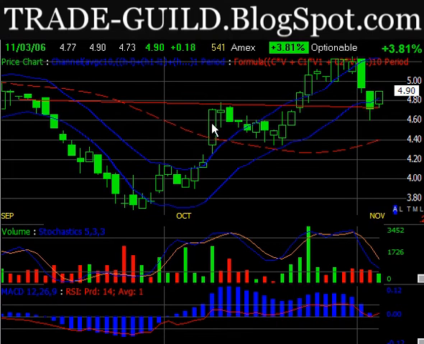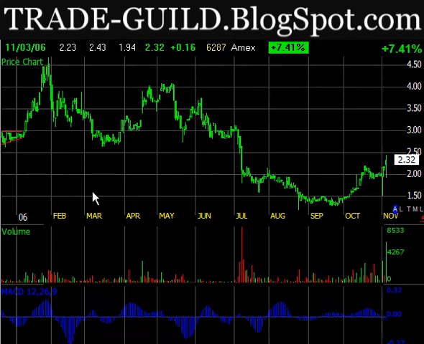So there's one more to keep your eye on. Let me see if I have any others. Yep. DNE, Dune Energy. And this is a beautiful chart, and it kind of sums up the bottoming process. And here's a very nice rounding bottom. You can see it in volume, very nice. There's the breakout over here. So, you know, this is kind of well on its way already.